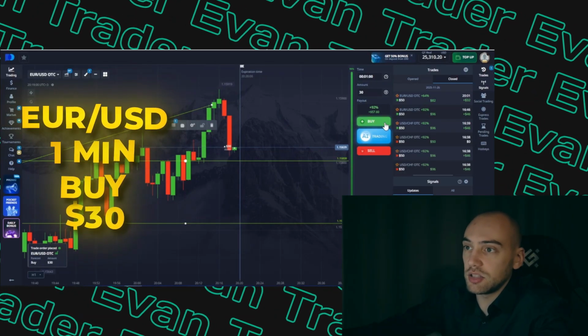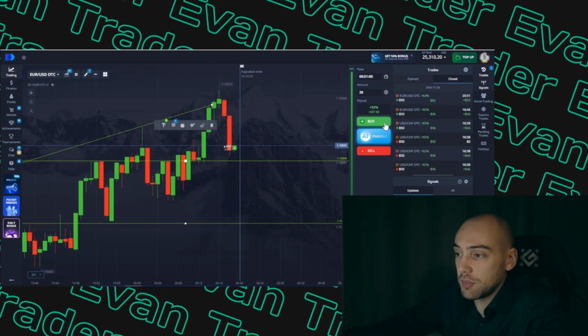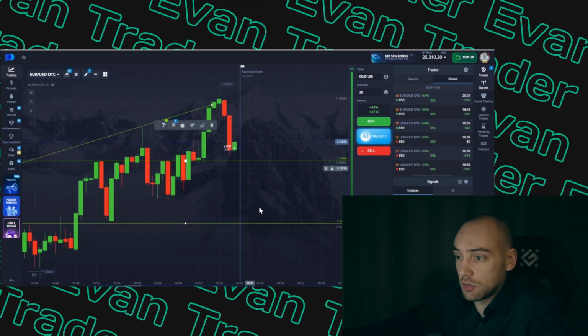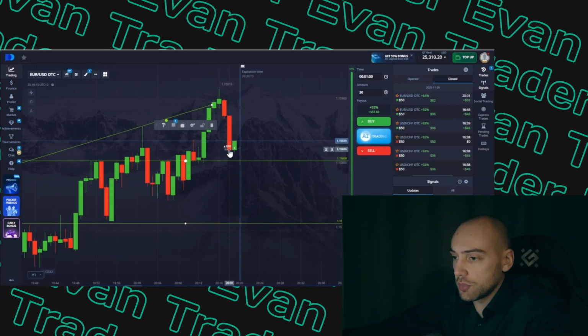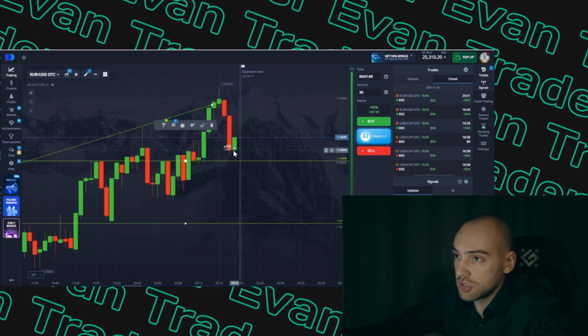Okay, so here I see an upward candle, perfect timing to open a buy. The candle closes and shows the market moving up, which is a good signal.